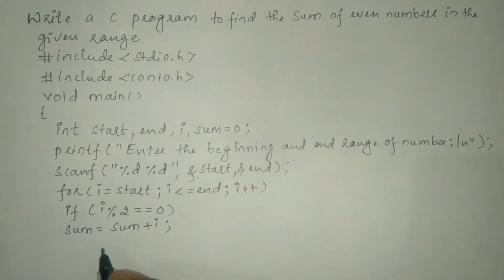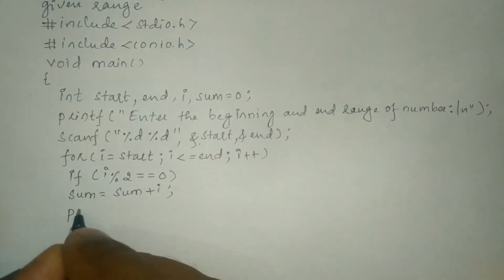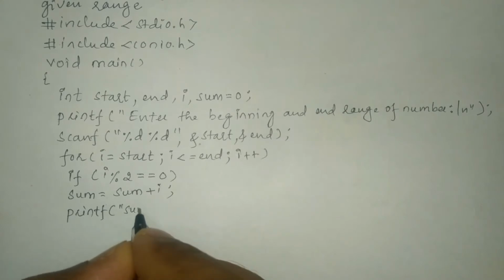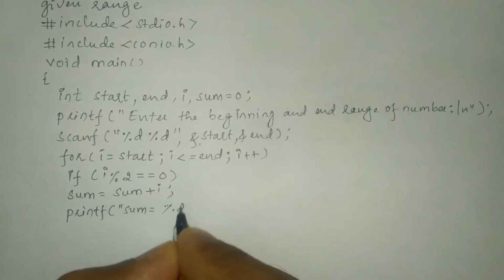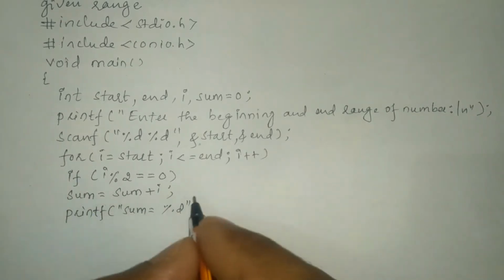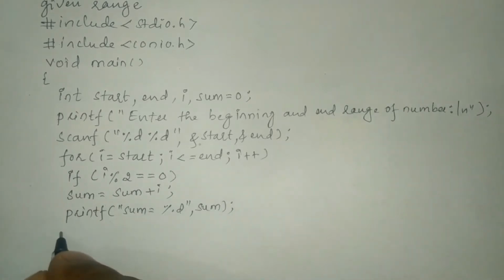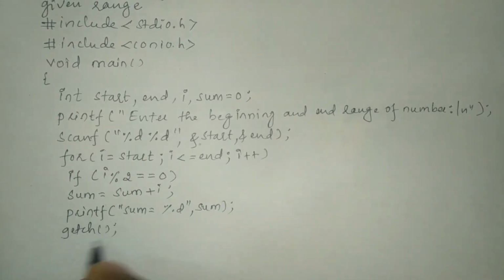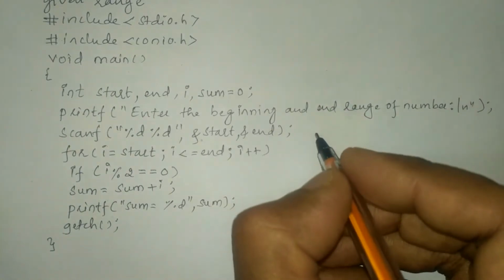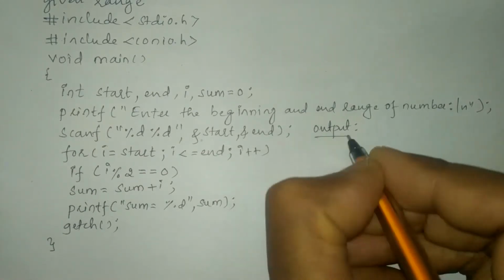Now I am going to print the value stored in this particular variable using a printf statement. I'll write printf, and in double quotation marks I'm going to write "sum is equal to %d", end the double quotation and put comma, and here we are going to write the variable sum, close the bracket, put semicolon. Here I'll write the getch function and curly closing brace. Now let us execute this program and see by putting some sample data.